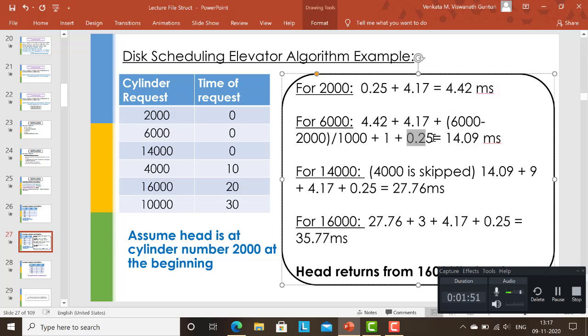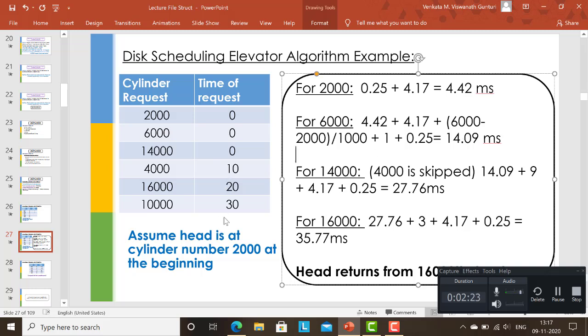And then finally, once everything is in place, I said that I would require 0.25 milliseconds to actually go ahead and read that, right? So that means by the time the address at cylinder 6000 is serviced, my time has moved to 14.09, right? So you also check this calculation. If there are any errors, let me know, right? Okay, so now the time is 14.09.